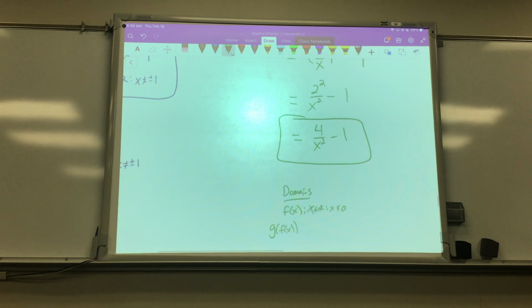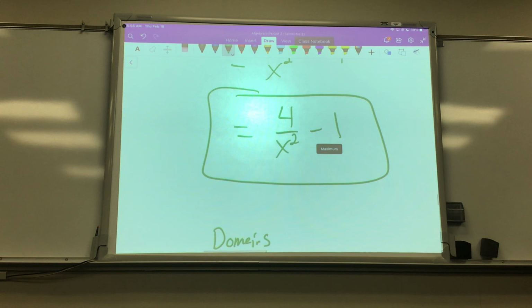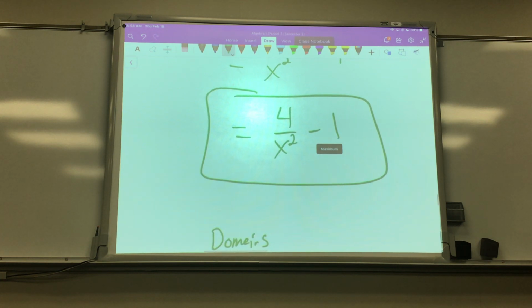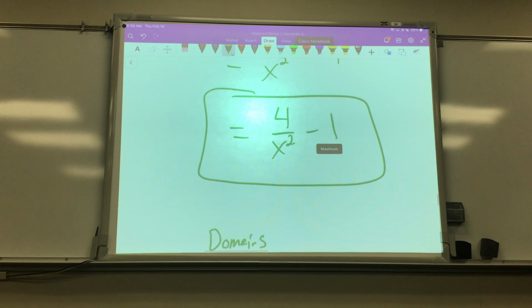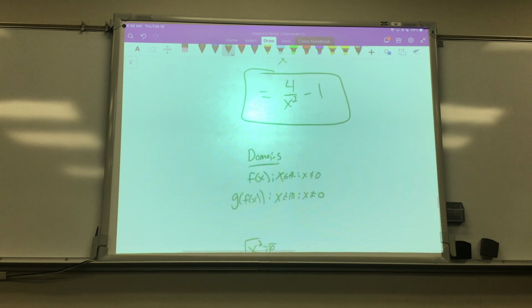So then our result here, we have a variable in the denominator. You set x squared equal to 0, x is still just equal to 0. Square root of 0 is 0, right? So you ended up with your inside function as x cannot equal 0, and your result as x cannot equal 0. So the overall domain is just going to be x cannot equal 0.